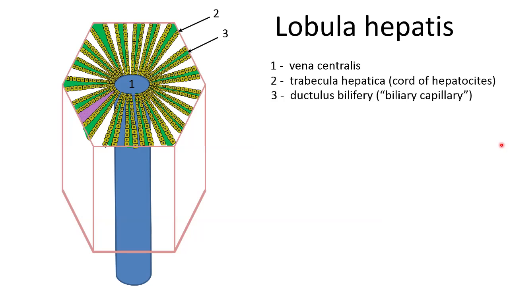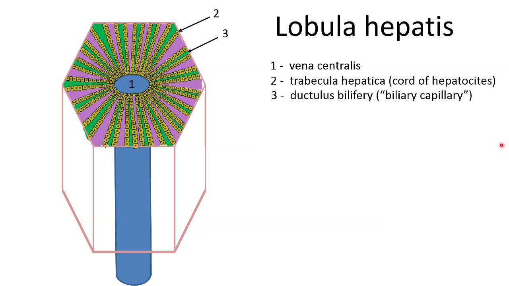And what is this of violet color? It's blood. So also between the trabeculae hepaticae we can find another space which is filled by the blood. It's interesting that we use the violet color, not red, not blue, but violet.